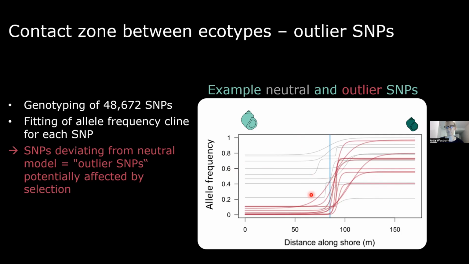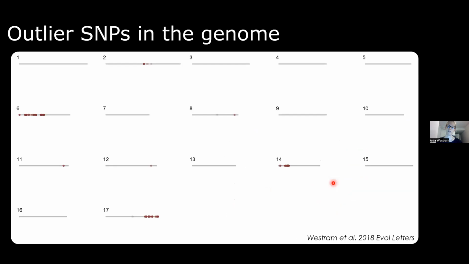And those are actually those SNPs colored in red here. And we call them outlier SNPs, analogously to what people do when they do genome scans, for example. So outlier SNPs are always the SNPs where we have evidence that they are affected by divergent selection between the crab and the wave ecotype. So we find quite a large number of such SNPs. And then, of course, we wanted to know where these SNPs are in the genome.